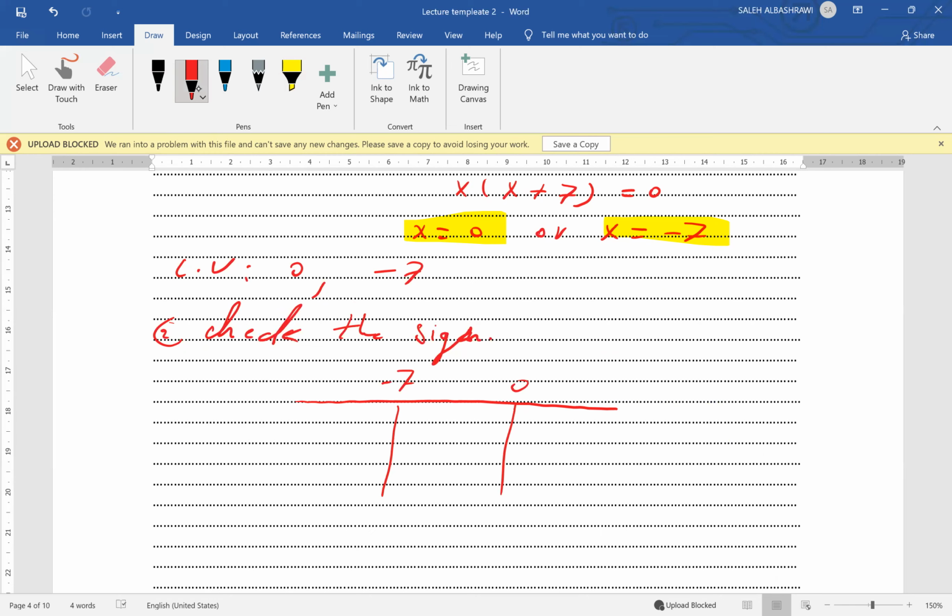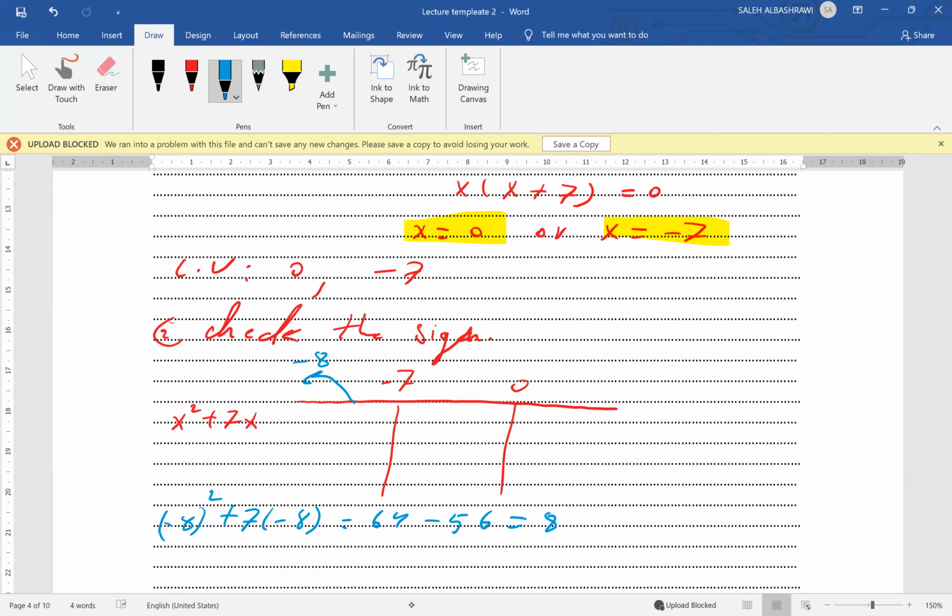My inequality is x squared plus 7x. Now I'm going to pick a number that is less than minus 7. I will choose minus 8. This will be my testing value. I will use this one to test the sign of the inequality. Now I pick the minus 8. I'm going to replace x by minus 8. So it is minus 8 squared plus 7 times minus 8. That will give me 64 minus 56 equal to 8.